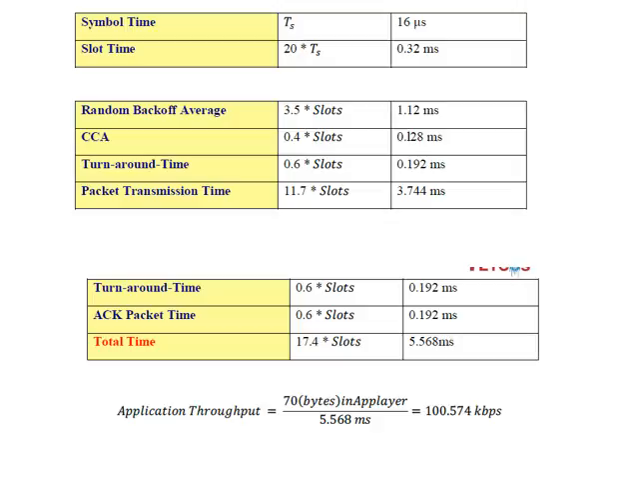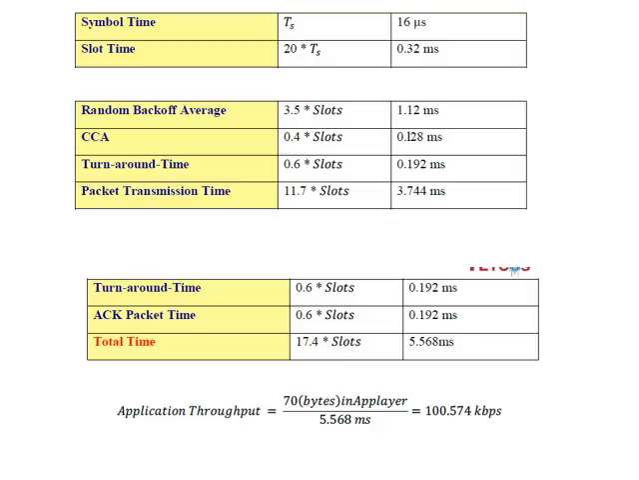So 3.5 times the slot time of 0.32 milliseconds turns out to be 1.12 milliseconds. Similarly, we calculate the time for CCA, turnaround, and packet transmission, and these turn out to be 0.128 milliseconds, 0.192 milliseconds, and 3.744 milliseconds respectively. However, we also need to add the turnaround time and acknowledgement packet time at the destination node. The above values were for the source node and the transmission, but now we also calculate the time at the destination node.